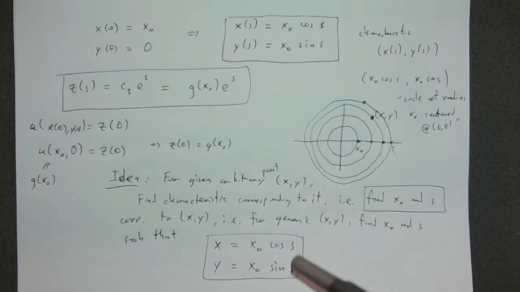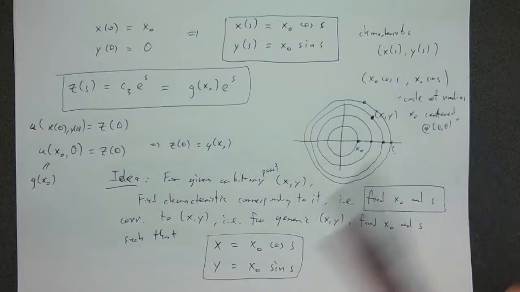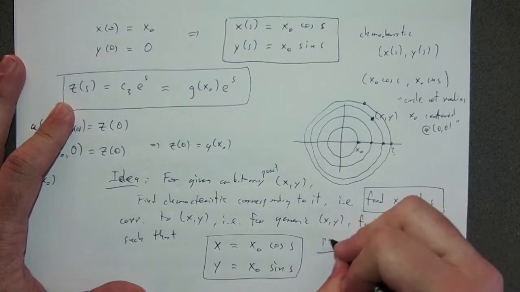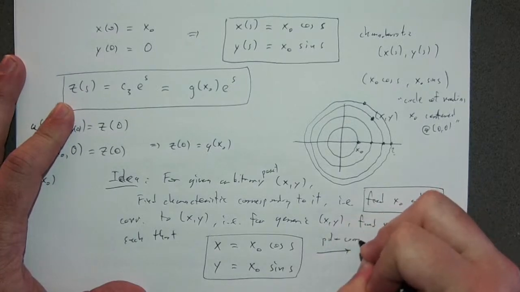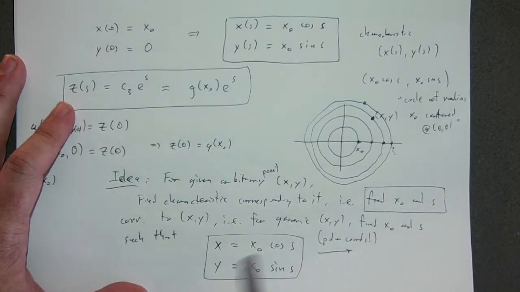You know exactly what this is, right? In fact, if I had labeled x naught as r and s as theta, then you'd recognize that this is just polar coordinates. Of course you recognize this as polar coordinates anyway. So if x and y are defined in this way, if I'm looking for an x and y such that x is x naught cosine s, y is x naught sine s, then what do we know?